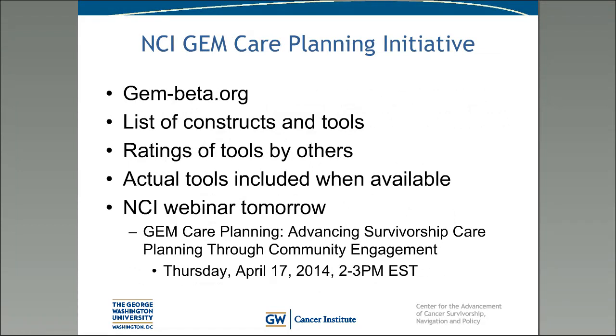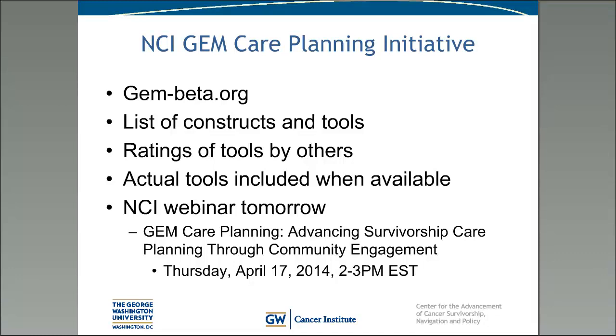Another great source for finding validated measures is the NCI GEMS Care Planning Initiative. And we have the website here, and we'll show a screenshot of it next as well. But it provides a list of constructs and tools related to survivorship care. And these were validated within the field with survivorship experts, people who have been doing these programs and doing this research for a while. And it also has an opportunity for others to rank these tools and to rate them.